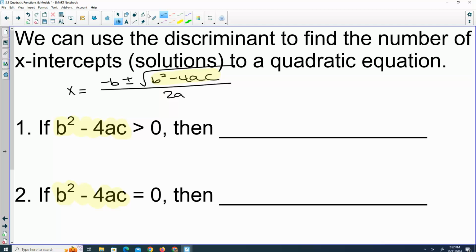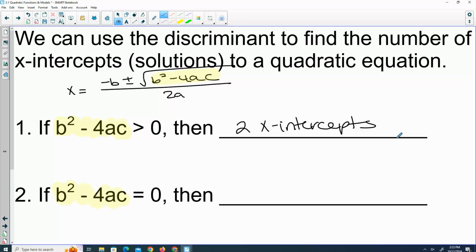So if this is a positive number, I have something plus that, something minus that, I get two different x-intercepts. So in terms of my graph, that means that when I go to graph it, it will have two x-intercepts on our graph. Right? It's two real solutions, so we get two places where that graph would hit the x-axis.